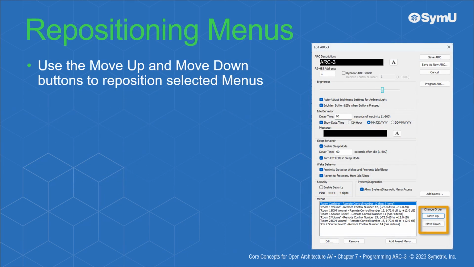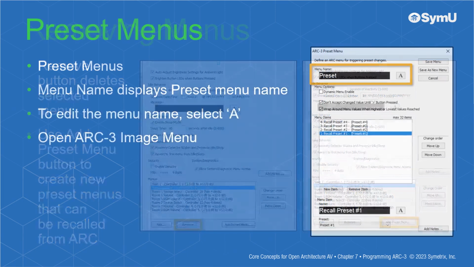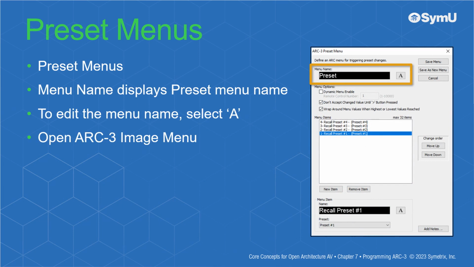Use the Move Up and Move Down buttons to reposition selected menus. The Remove button deletes the selected menu. Use the Add Preset Menu button to create new preset menus that can be recalled from the ARC. For preset menus, menu name displays the preset menu name. To edit the menu name, select the A button to open ARC-3 image menu.